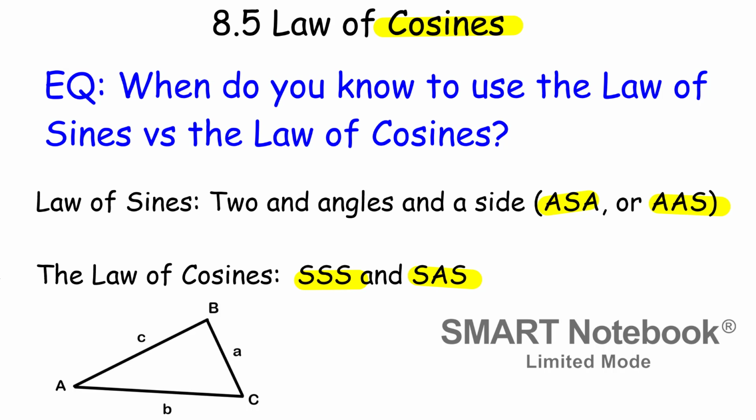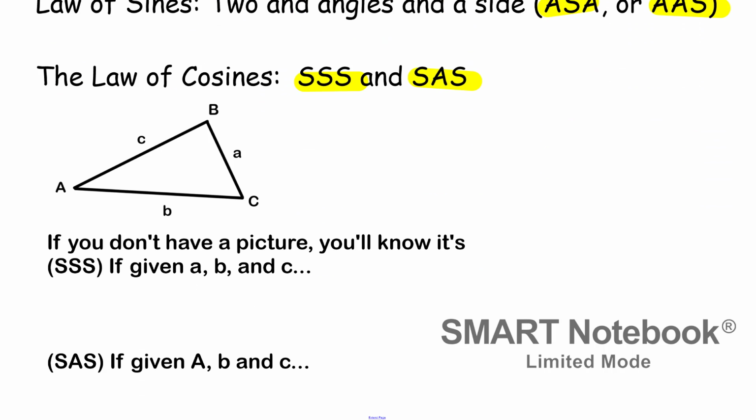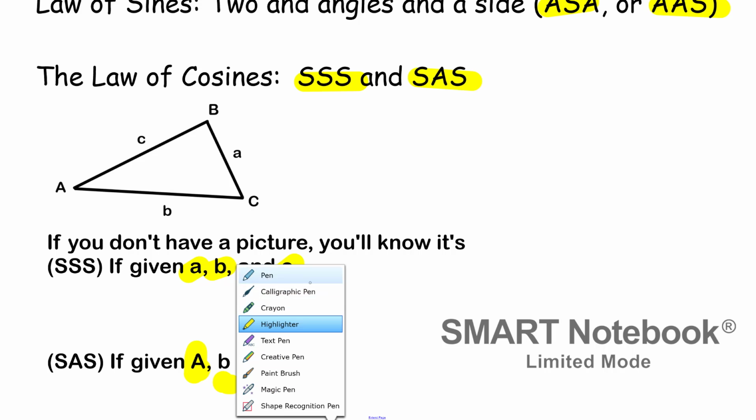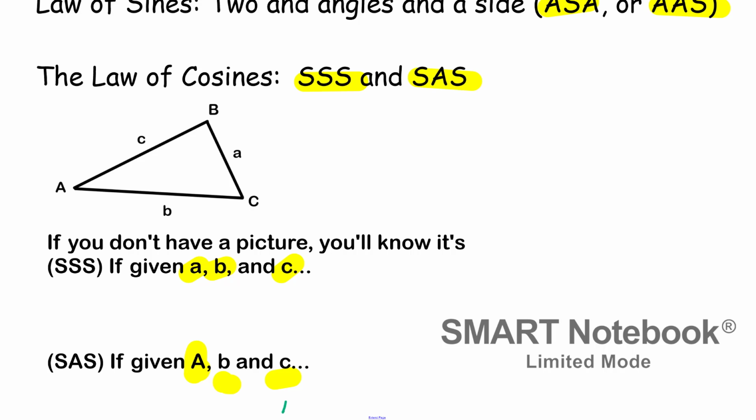But what if we don't have a picture? If we don't have a picture, it's still not too bad. If you don't have a picture, you'll know it's going to be side, side, side, because each one of your sides is always a lowercase letter. So you're going to be given these three pieces of information. You'll see that they're all lowercase letters. You know that it's going to be side, angle, side if you have a big letter, a capital letter, and then the other two letters are going to be your lowercase letters. And notice that all three of the letters in this case are different.